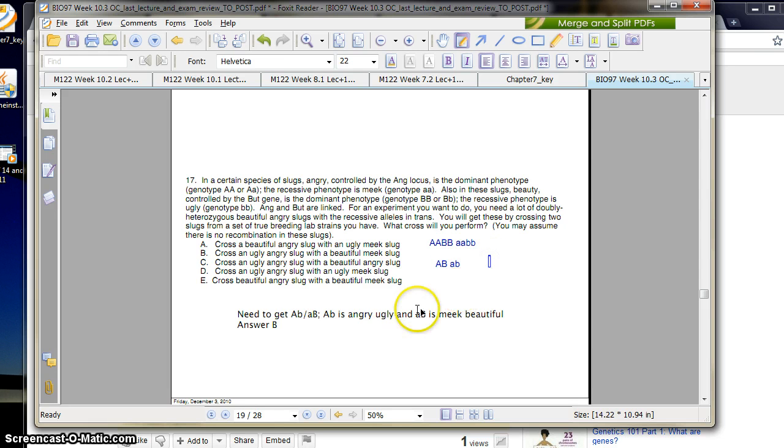For answer B, it says cross an ugly, angry slug. Just like before, you have an ugly, angry slug with a beautiful, meek slug. So that means you have AAbb. Then you're going to get a cross of AB and AB, and that should get you this one as well. Okay, the rest of them don't work.